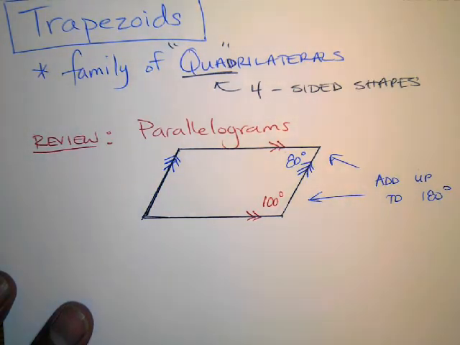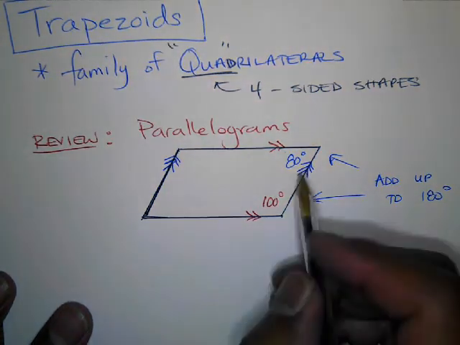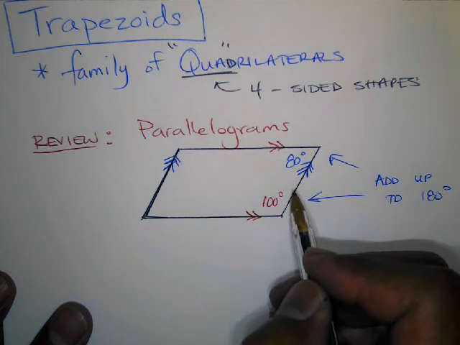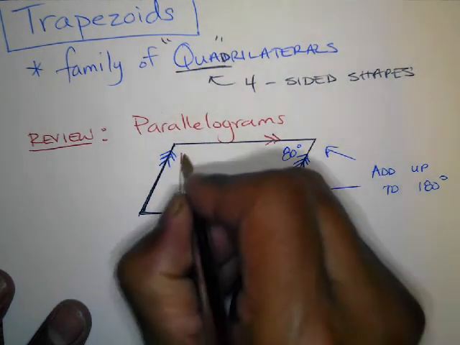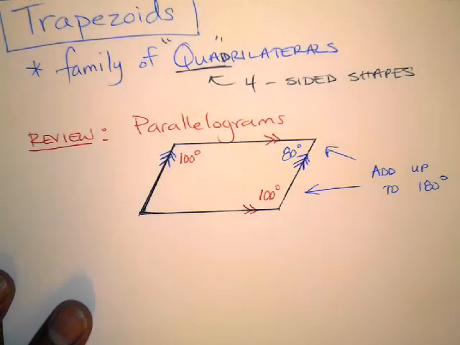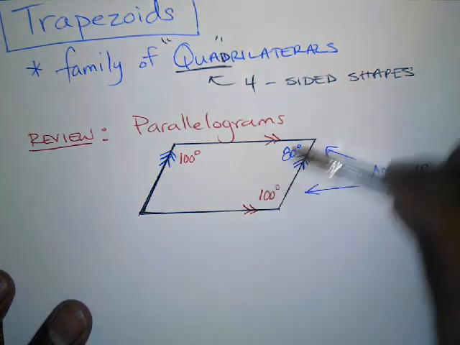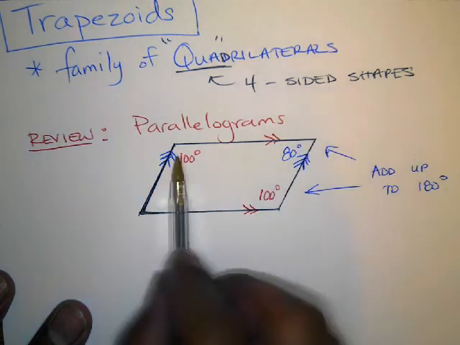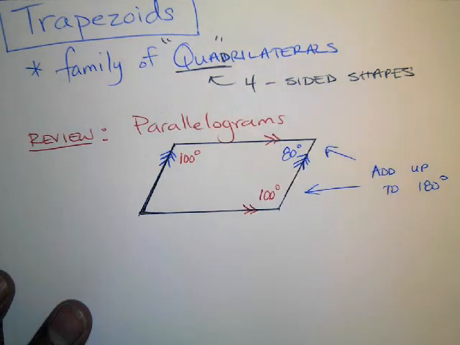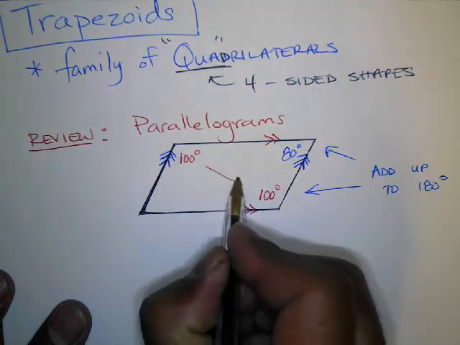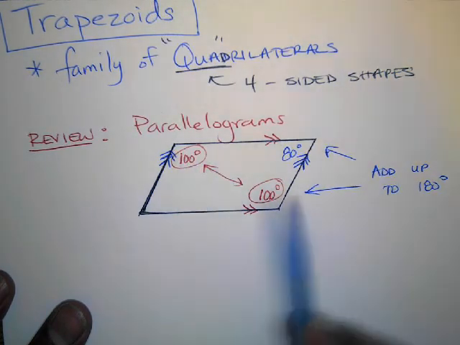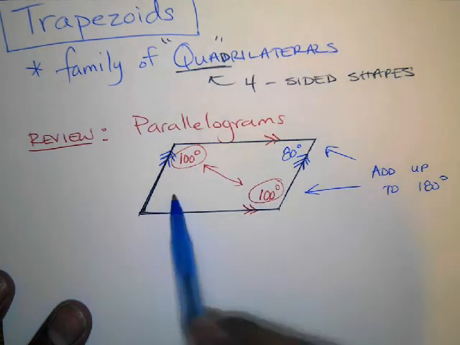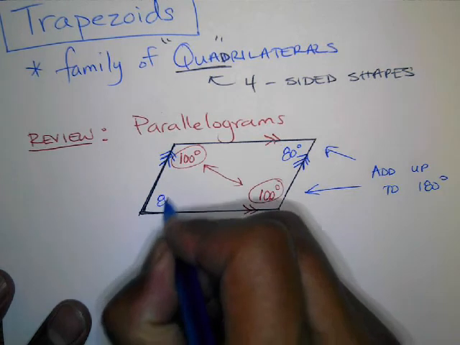And then what was also true? Well, what was also true about parallelograms was, if this is 100, well, this one was 100. So they added up to 180 this way, but then they also added up to 180 this way at the same time. And the opposite angles were congruent. And they were congruent this way, and they were also congruent this way, right?